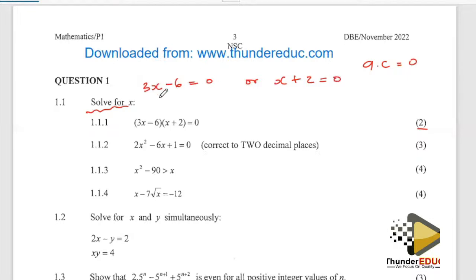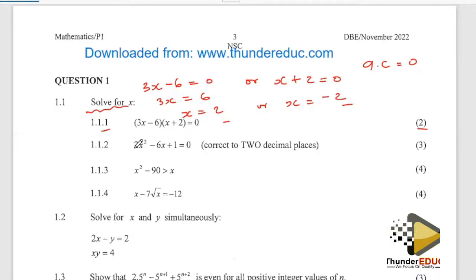So I'll move the 6 that side. 3x is equal to 6. And then I'll divide both sides by 3, which means x is going to be a 2. And in this case, if I transpose the 2 that side, x is going to give me a negative 2. So those are the two answers for 1.1.1. Ideally, if this is kind of challenging, yes, you can still open up and use the quadratic formula, but it's just going to take you a bit of time, but you still get the same answers.